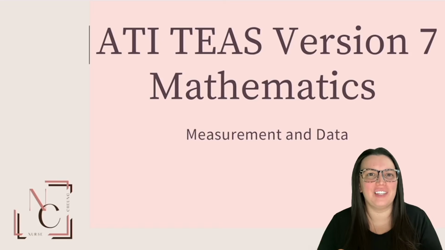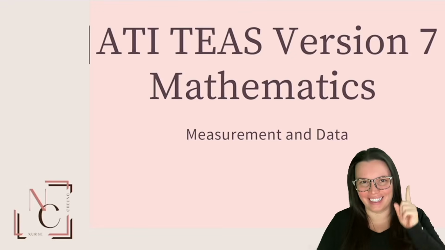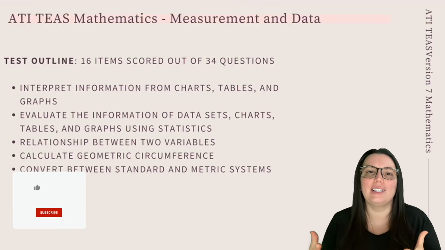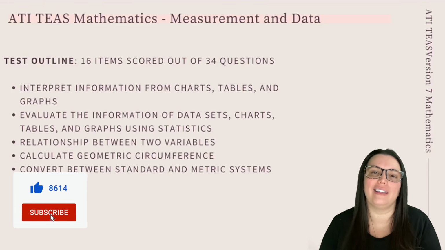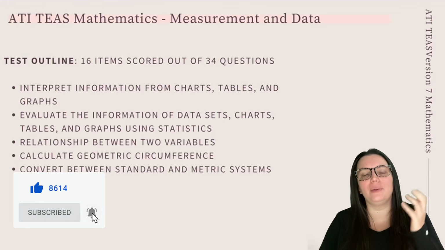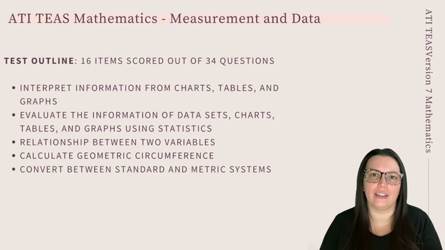We're going to finish off the ATI TEAS version 7 mathematics portion of the exam by discussing measurements and data. Let's get started. As always, we begin by looking at our objectives that we're going to see on this portion of the exam. For measurement and data, there's going to be a total of 16 items that are scored out of the 34 questions that are on the exam.